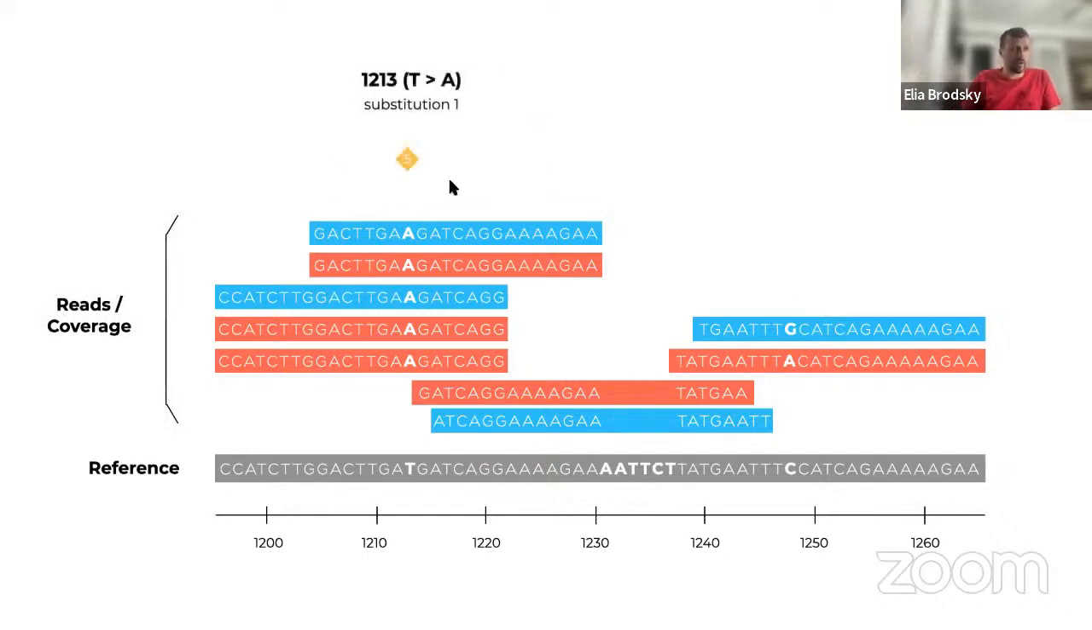So one type of variation is a substitution, right? We identify here 1,213, that's the position on the genome. And we have 5 reads that all agree that this is different from what we have in the original sequence. And that's called a substitution. Another type of substitution, as you can see right here, is where we only have 2 reads, right? They don't agree with the reference, but they also don't agree with each other.